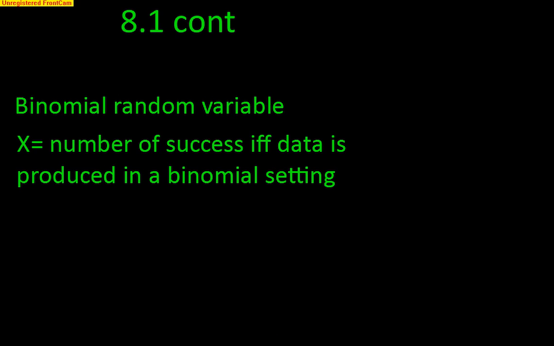First of all, a binomial random variable, and x is a number of successes. X measures successes. In binomials, we measure success, whatever that looks like, if and only if the data is produced in a binomial setting. Okay. So a binomial random variable can only appear if we have a binomial setting. That seems to make sense.